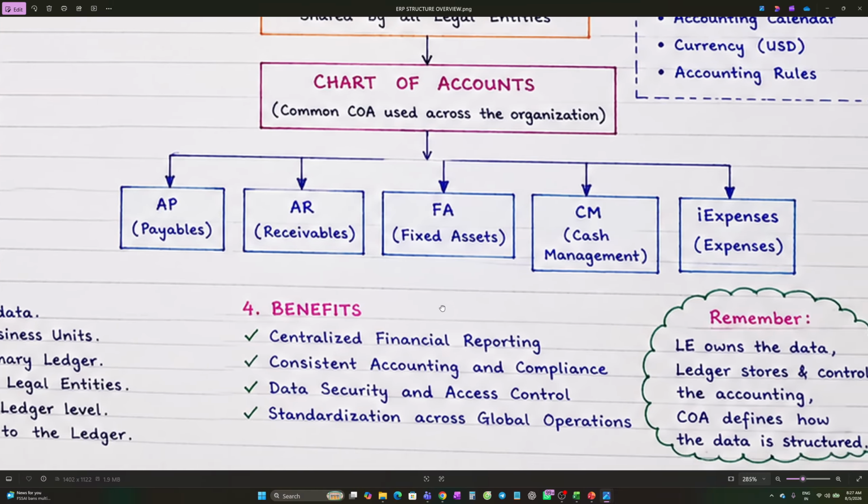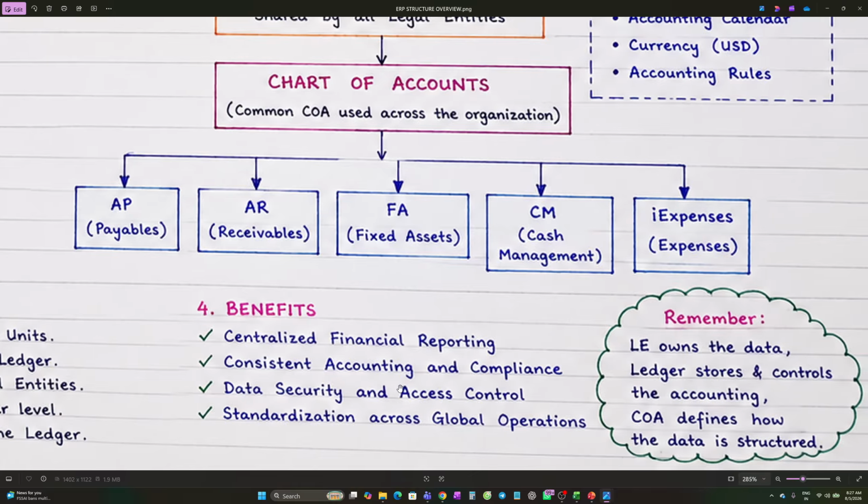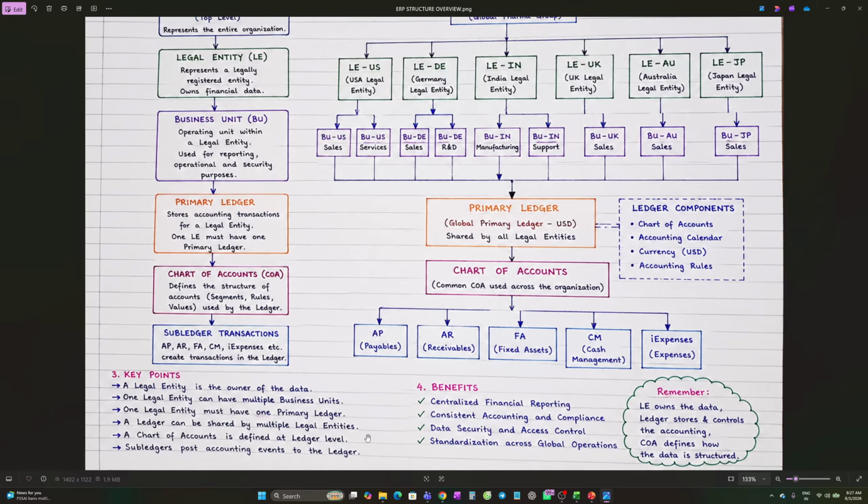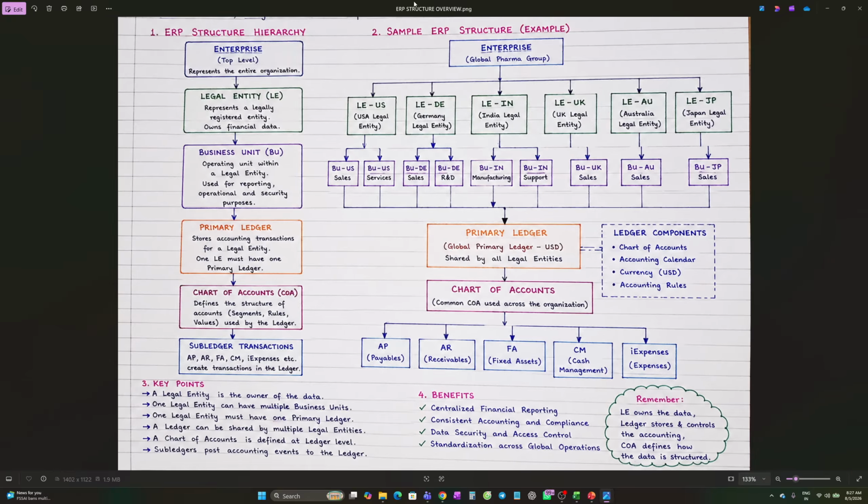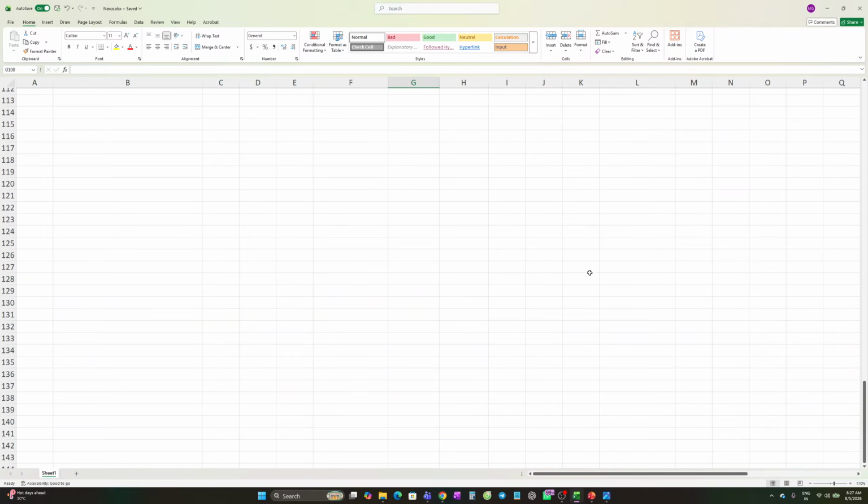We can create the centralized accounting for the financial reporting, and data security and access control is the main advantage of this common chart of accounts, and standardization across the global operations. Okay. Before coming to this ERP structure, first I will discuss one business scenario.